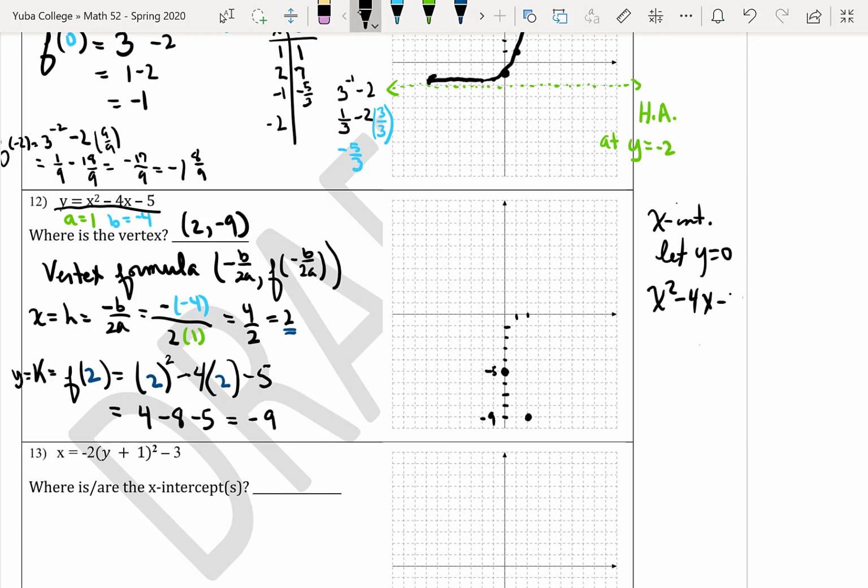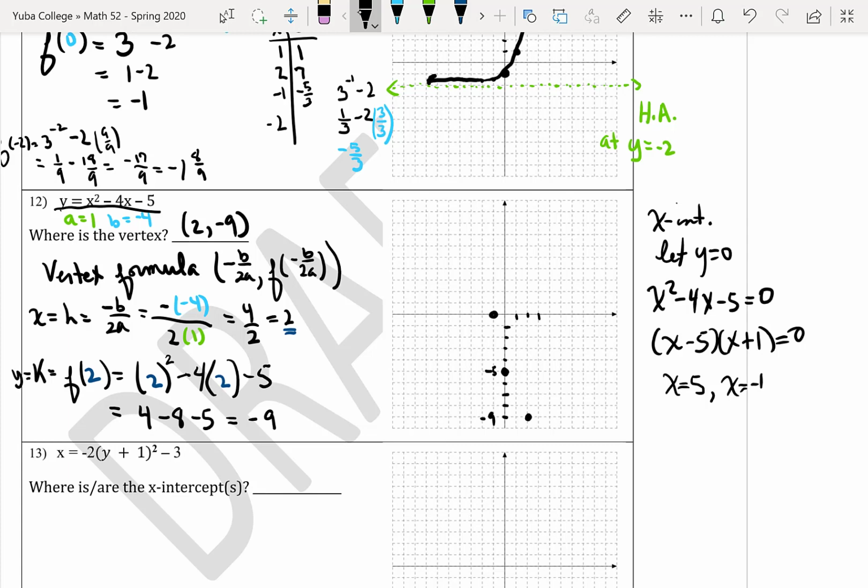So x minus 5 all times x plus 1 equals 0. Set each factor equal to 0. x minus 5 is 0 and x is 5. And x plus 1 is 0 and x is -1. So we're crossing our x-axis at -1 and 5. I might extend this and ask you a couple other questions about this graph.